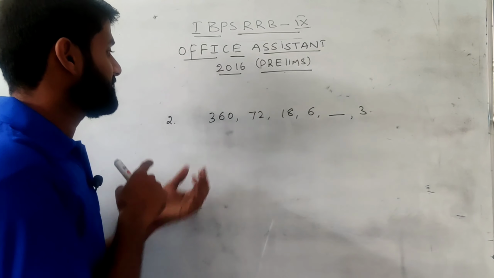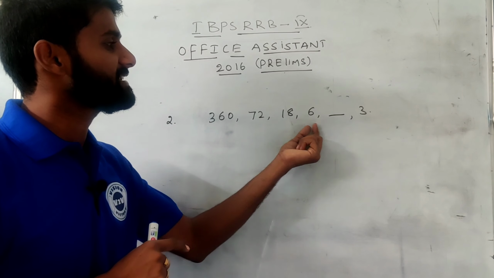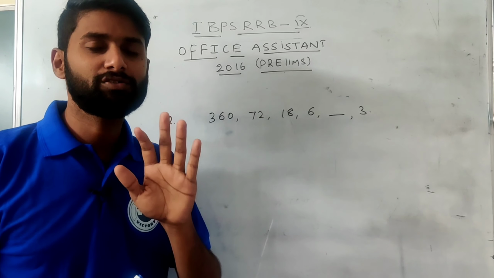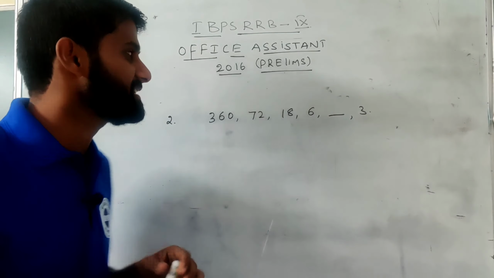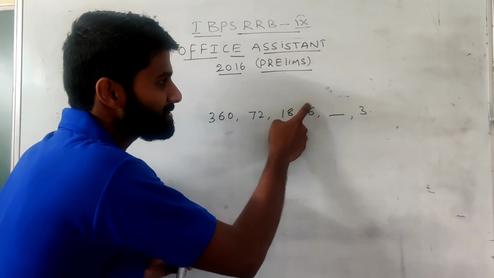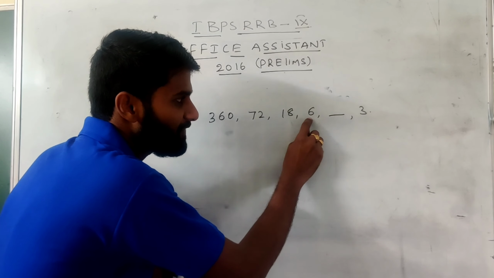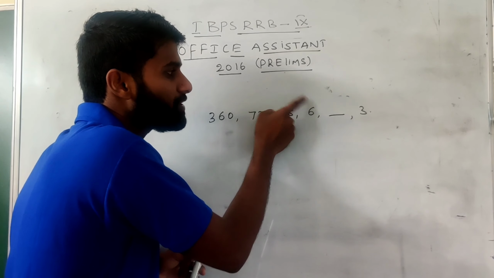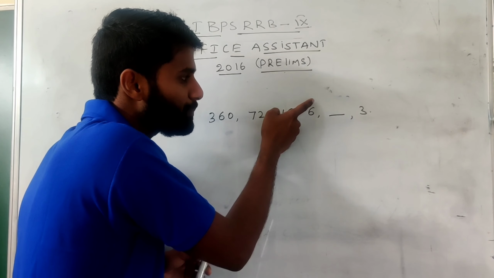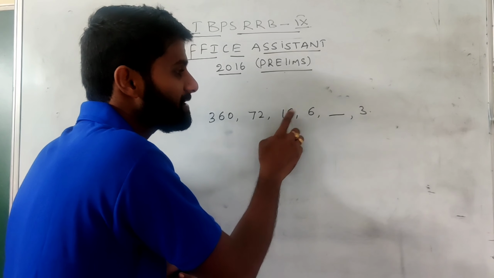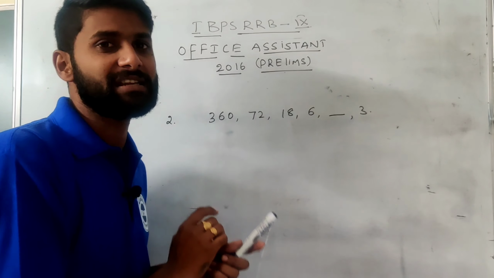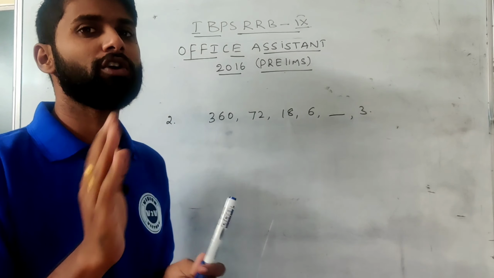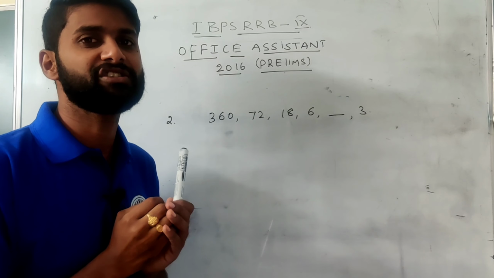Just see the second question: 360, 72, 18, 6, dash and 3. What is the missing number here? In the number series topic, I will give you the logic. If the second number is double or more than double the previous number, definitely the logic is related to multiplication. The forward operation is multiplication, the reverse operation is division.